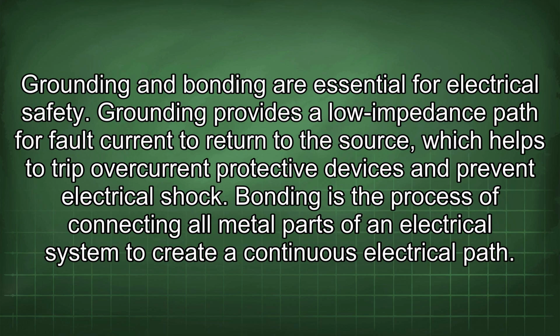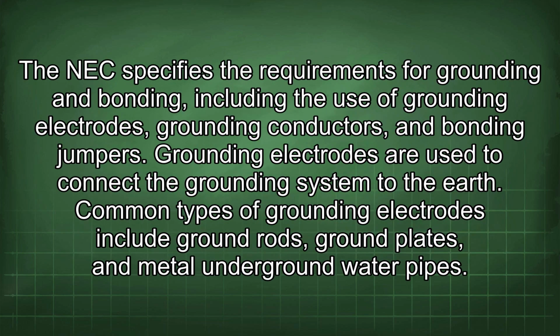Grounding and bonding are essential for electrical safety. Grounding provides a low impedance path for fault current to return to the source, which helps to trip overcurrent protective devices and prevent electrical shock. Bonding is the process of connecting all metal parts of an electrical system to create a continuous electrical path. The NEC specifies the requirements for grounding and bonding, including the use of grounding electrodes, grounding conductors, and bonding jumpers.